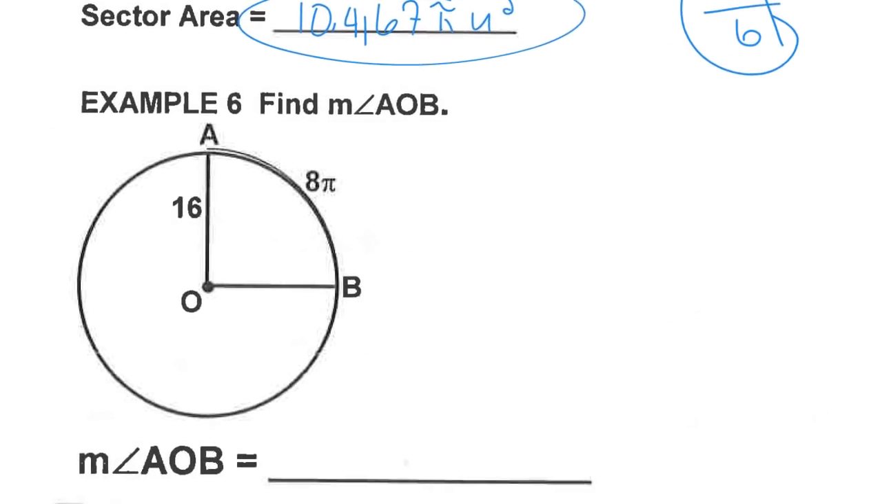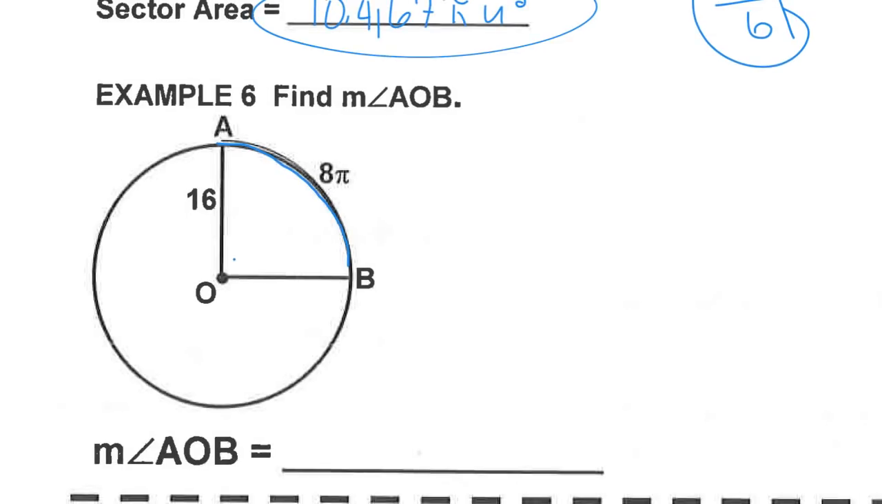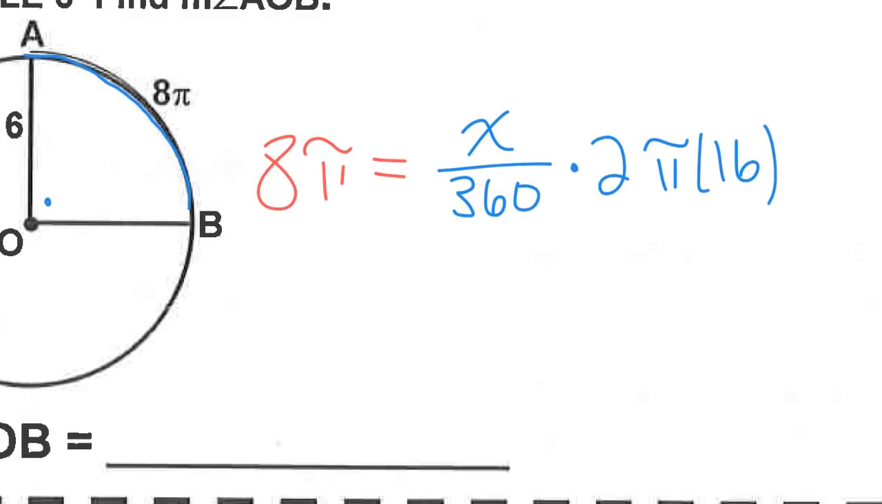This one's working backwards. They've given us the length of this arc. They want us to find the actual measure of this angle, which means we're going to have to work it backwards. So normally I'd have the angle over 360, but I don't know what it is. I do know the radius, and we're talking about arc length, so times 2 pi times 16. The problem is this time we don't know x. We know that this is 8 pi. So we're going to have to do a little bit of work here, and these are what you'll usually have the most trouble with, so really pay attention here because they're not that bad.